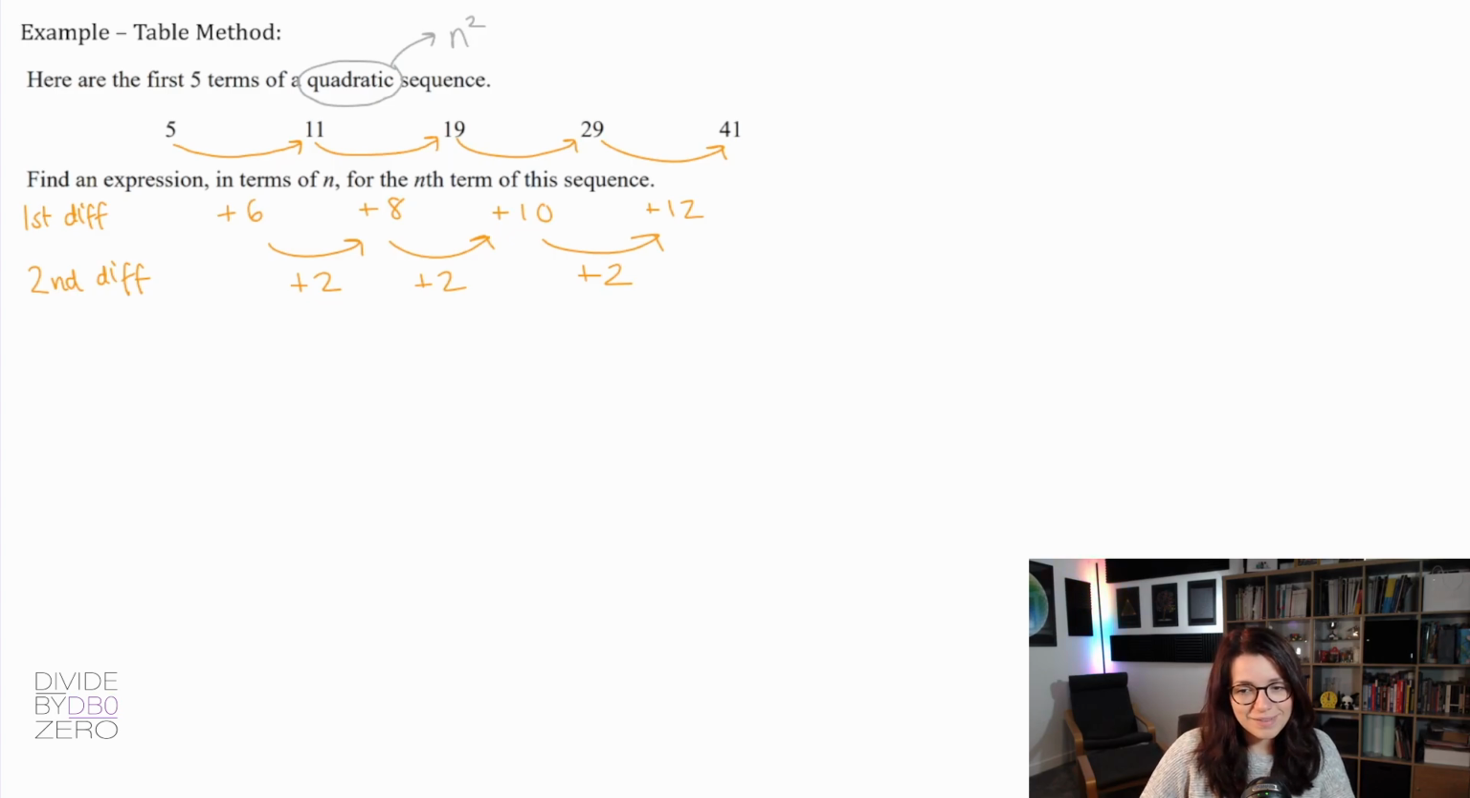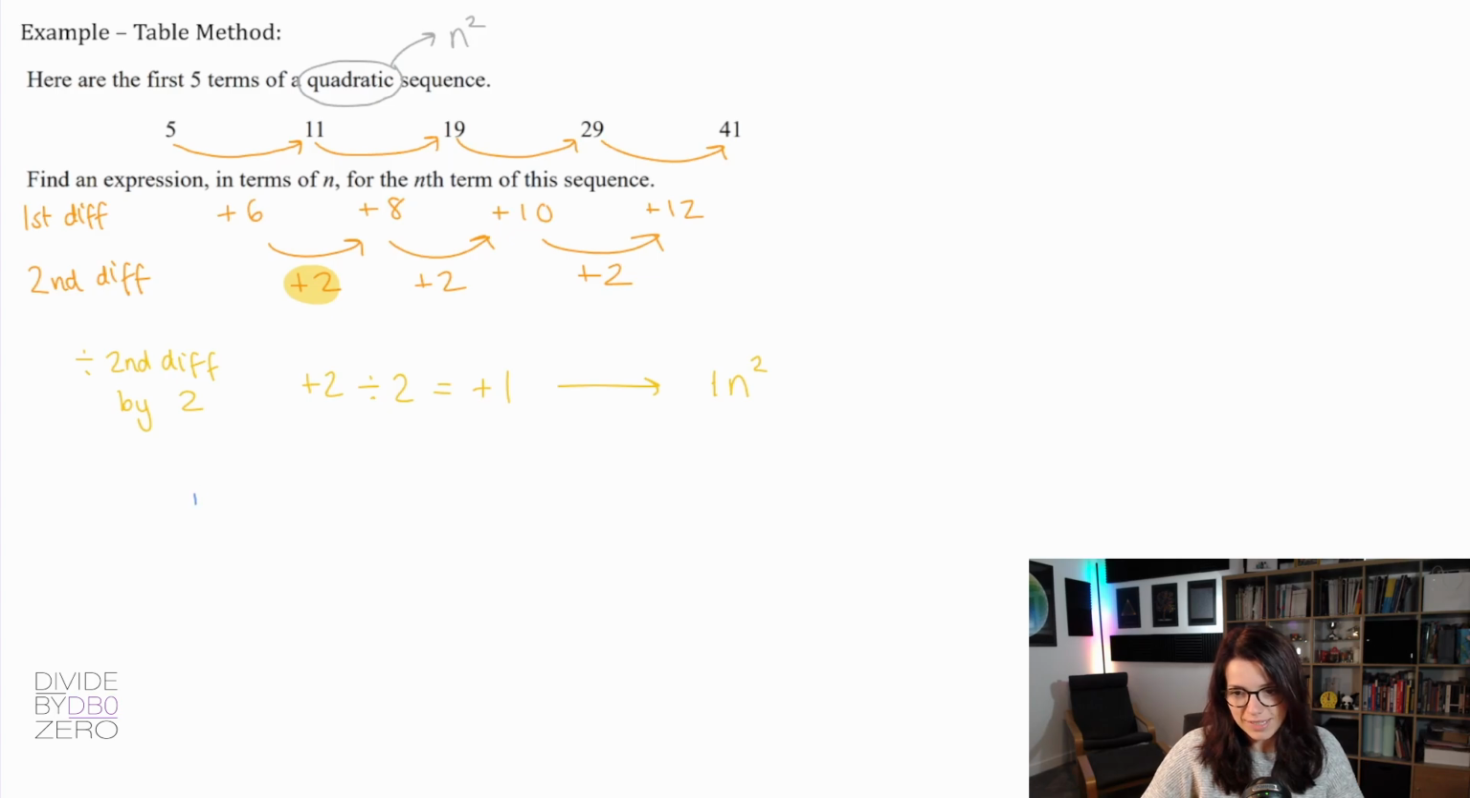Next, once you've found the second difference, you need to divide the second difference by 2. So if we do that here, we've got 2 divided by 2, which is just 1, positive 1. And that tells us that in our final answer, we're going to have a positive 1 in front of the n squared. So I'm just going to write that there for now and leave it there. We're going to move on to the next part, which involves making a table.